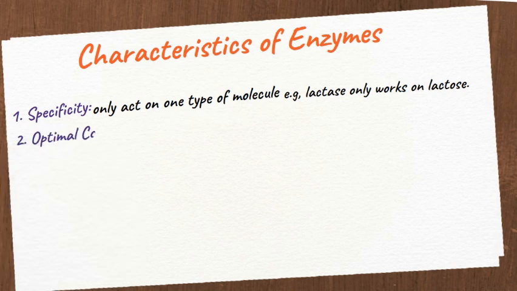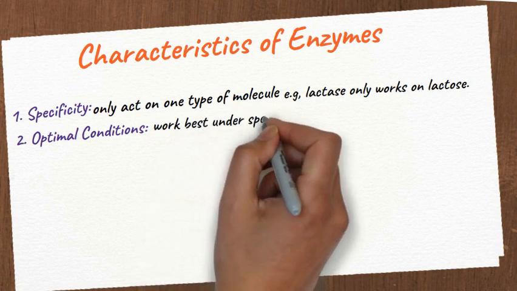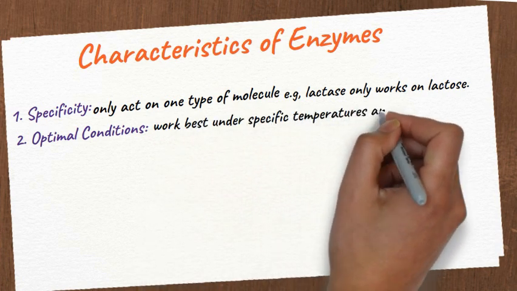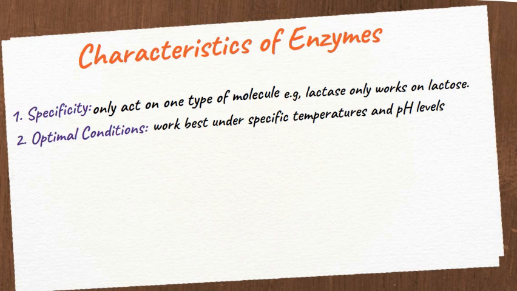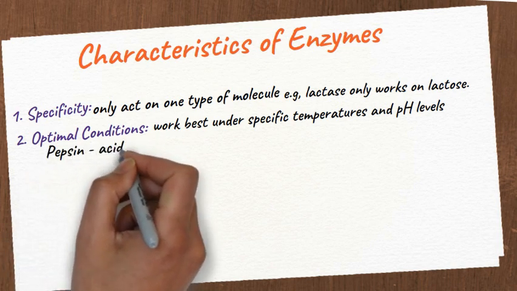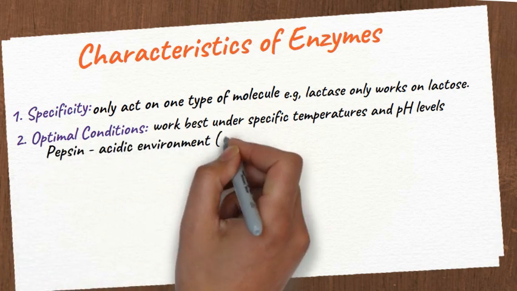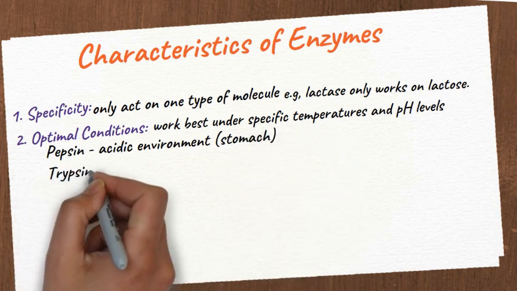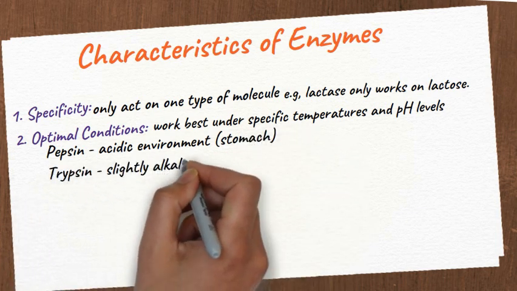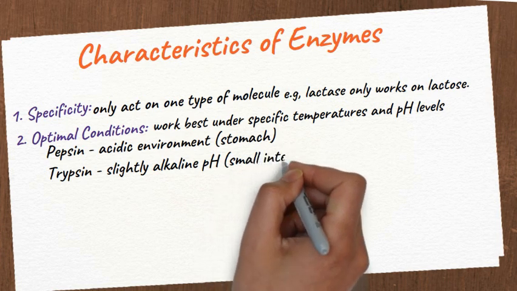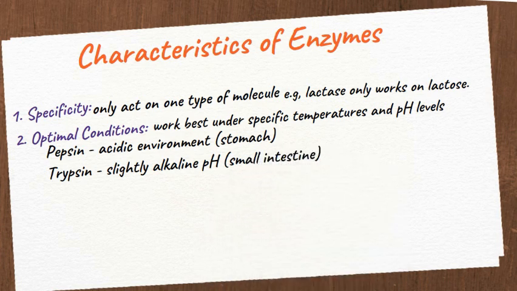Another characteristic is optimal conditions. That means they work best under specific temperatures and pH levels. For example, pepsin only works in acidic environments of the stomach, and trypsin needs the slightly alkaline pH in the small intestine. So, pepsin needs an acidic pH, and trypsin needs an alkaline pH to work.